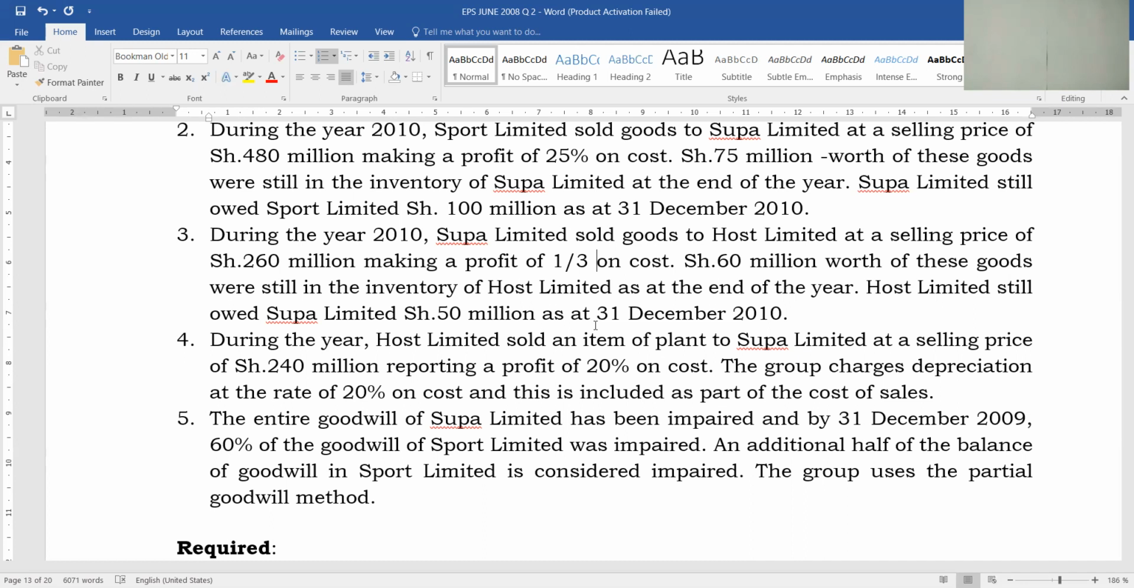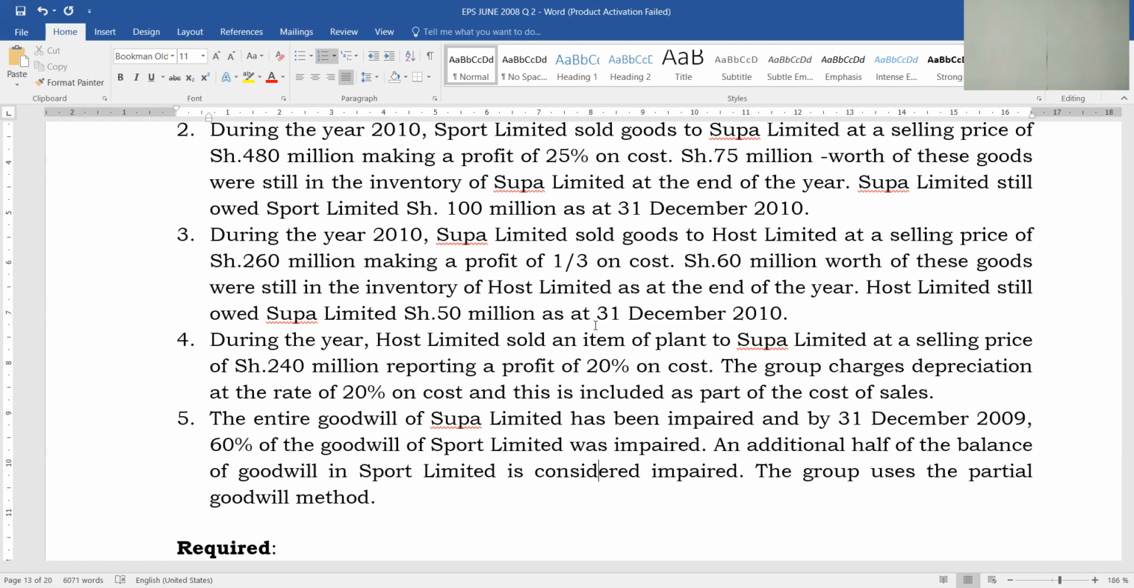Number 5: the entire goodwill of Super Limited had been impaired, and by 31st December 2009, 60% of the goodwill of Sport Limited was impaired. An additional half of the balance of the goodwill in Sport Limited is considered impaired. The group uses the partial goodwill method.